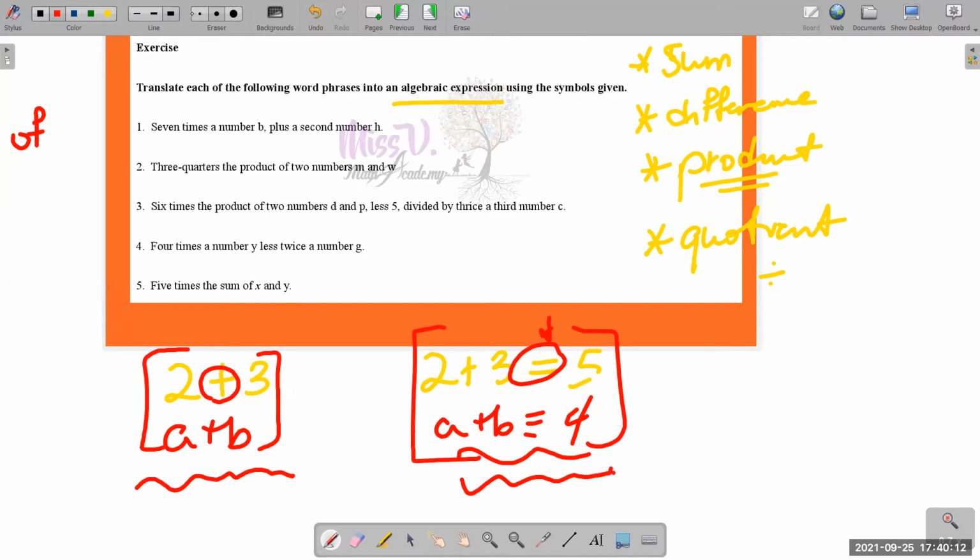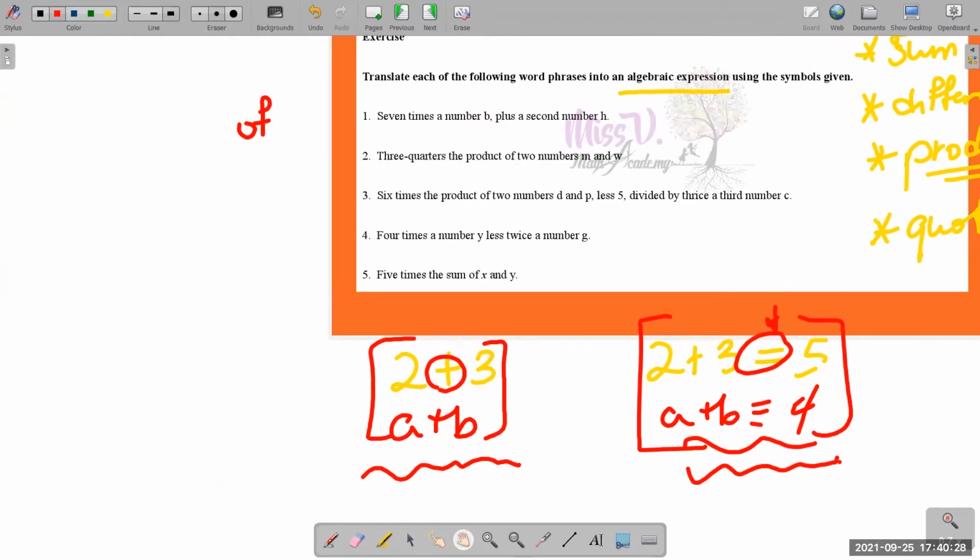So here we need to change these sentences to expressions. It says 7 times a number B plus a second number H. How do we represent 7 times a number? We don't know the number, so we have to use a letter to represent that. So this is something we need to be very, very confident about.